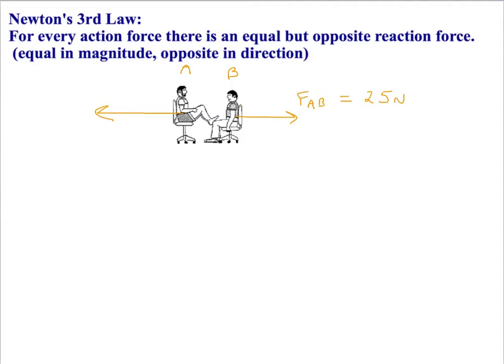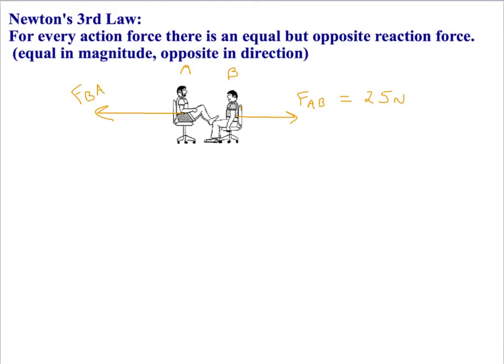That's why when guy A pushes on guy B, guy A is actually going to roll backwards in his chair, and guy B is going to roll forwards. Guy B is going to go this way and guy A is going to go this way. They're going to go in opposite directions. And the reason for that is Newton's third law.